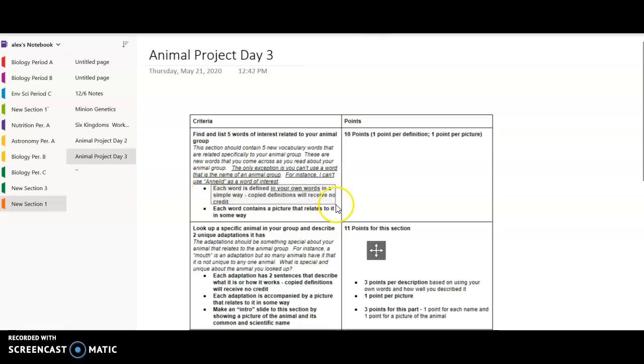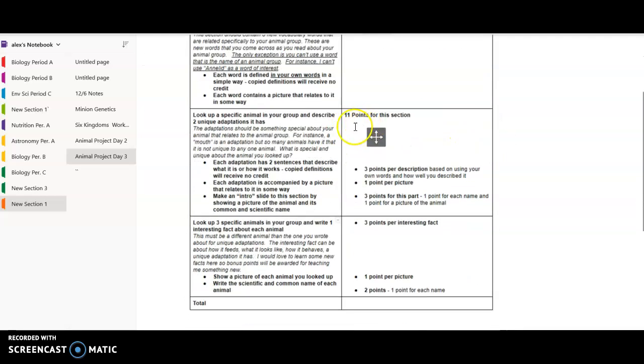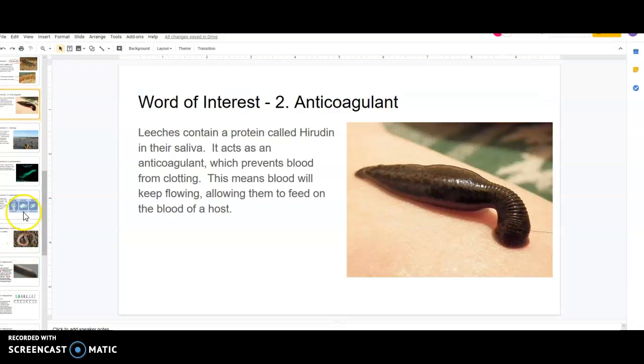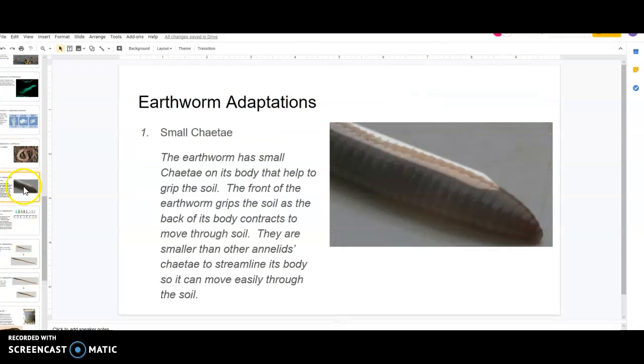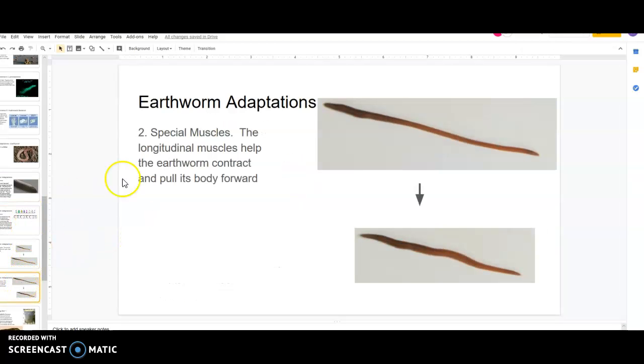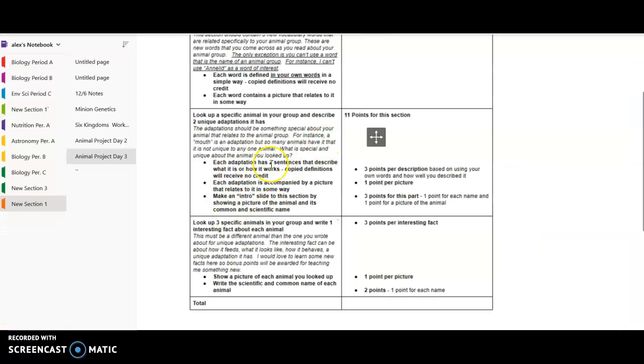Each word was in my own words, great, and each word has a picture, so awesome I did that. I would get my full 10 points there. I looked up a specific animal. What do I have to do? It has 2 sentences that describe how it works. Copied definitions receive no credit, so they're in my own words. Just double check that. Definitely has 2 sentences there, and even more bonus sentences. Great. So I know I'm good for full credit here as well.